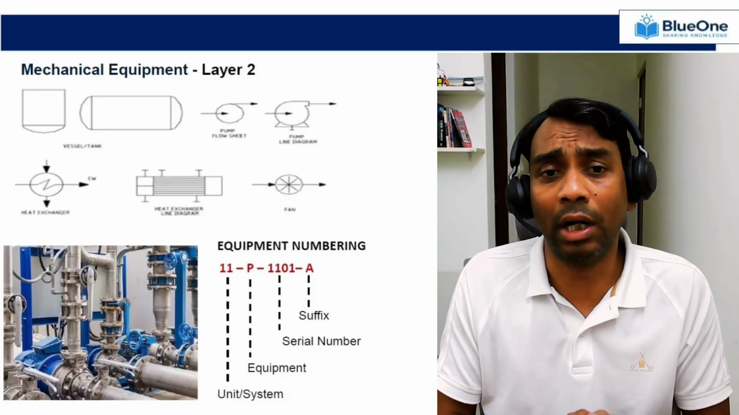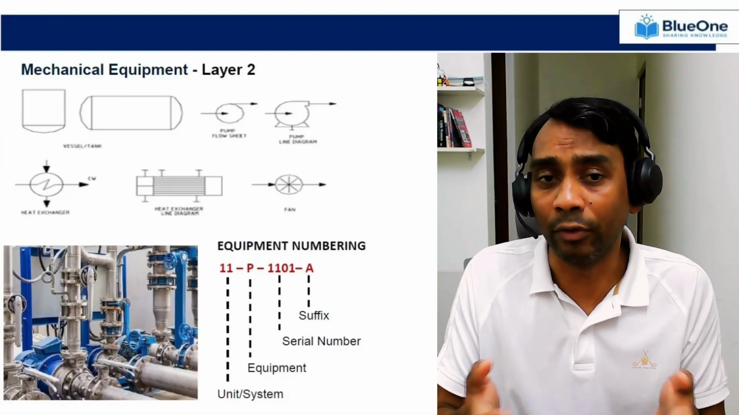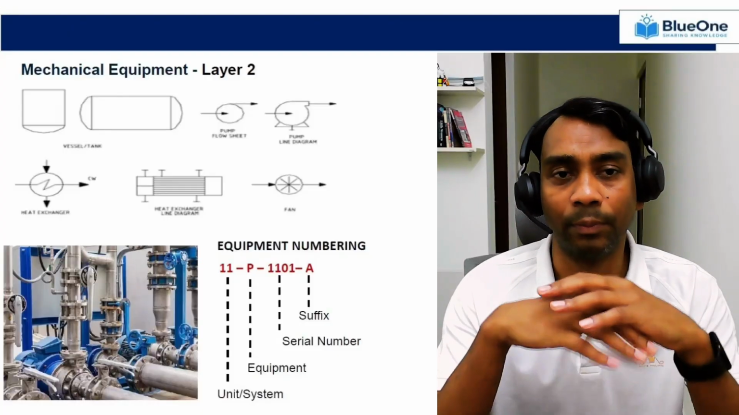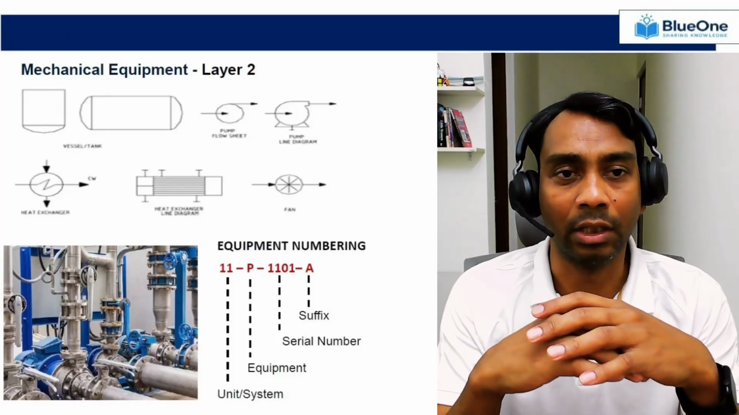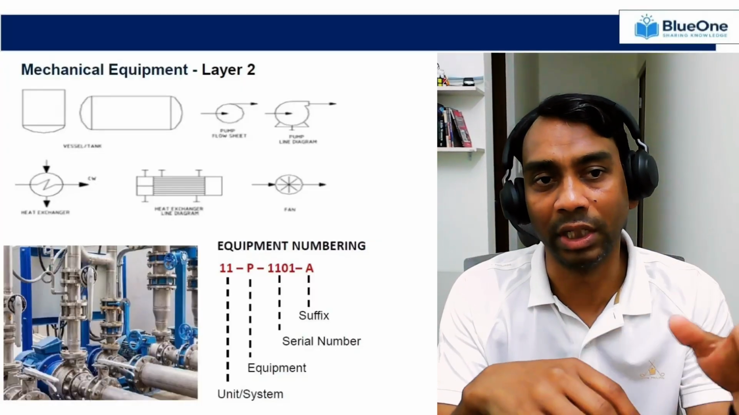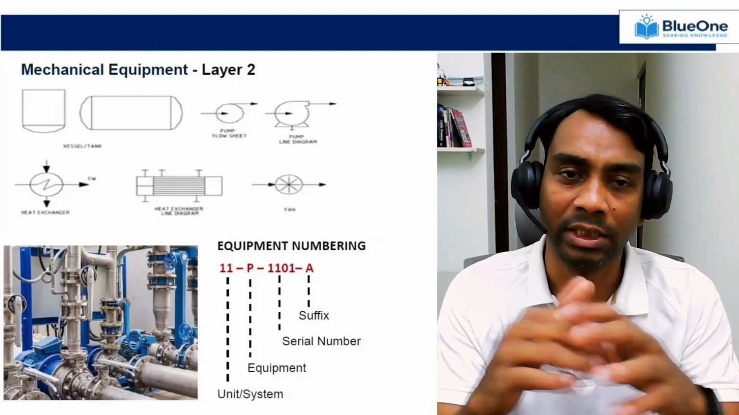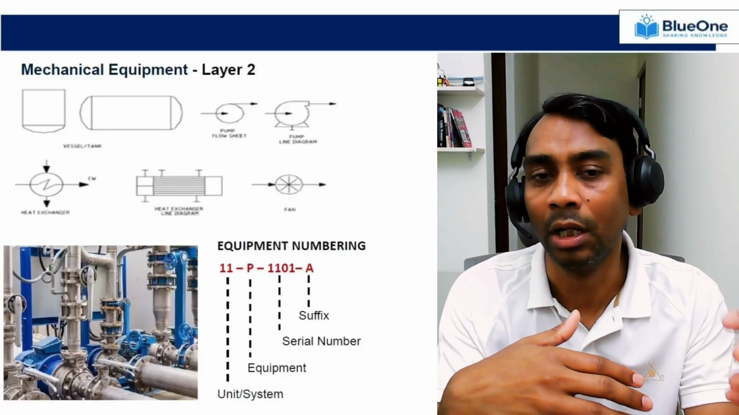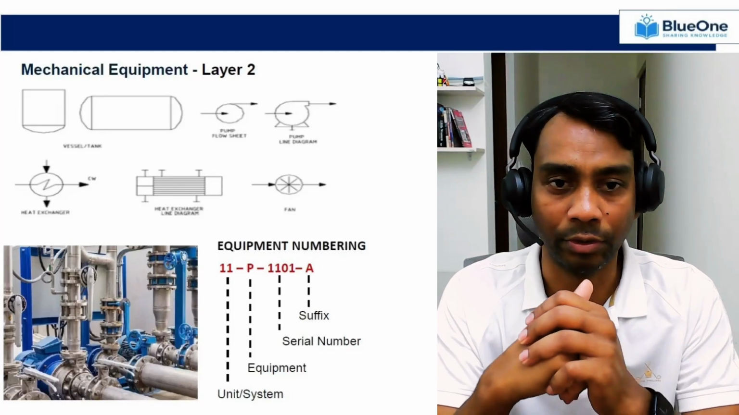Now, how to navigate or identify the equipment. When you go to the legend sheet, you will see the equipment symbols. I have taken some of the symbols here. So you can see the vessels, the pumps, and the heat exchangers. In the same way, we'll have multiple symbols as per ISA 5.1 or as per your plant philosophy. You can easily navigate through that.